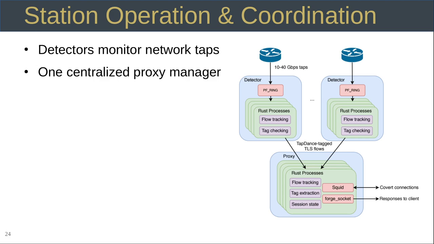And from each of these, we collect logging. From the detectors, we collect logging information as well as from the proxy manager. We also allow clients to send performance statistics in the transport to the proxy manager as they're establishing their connection. This would be things like round trip times, connection establishment latency times, and failed decoys. These are important for evaluating the performance of the TapDance network as a whole.